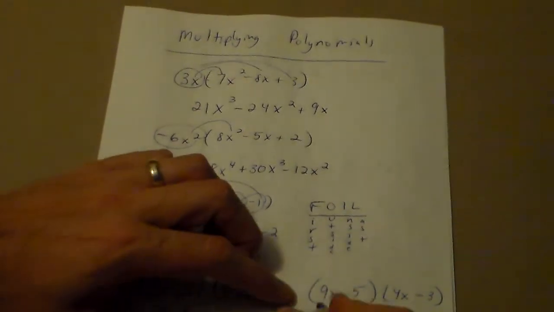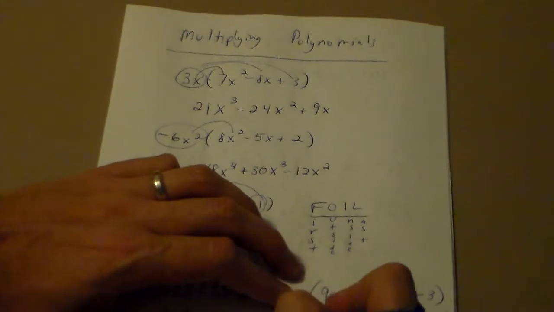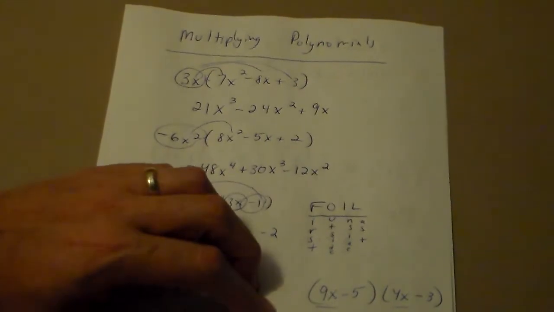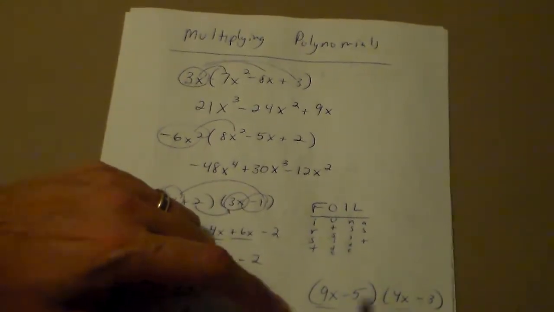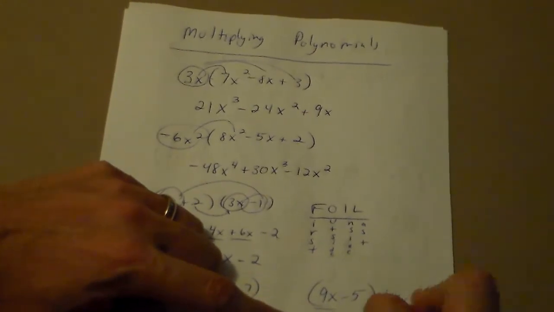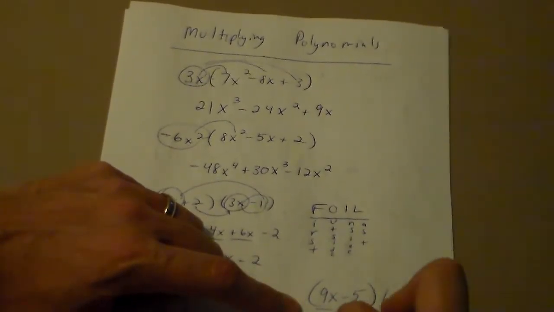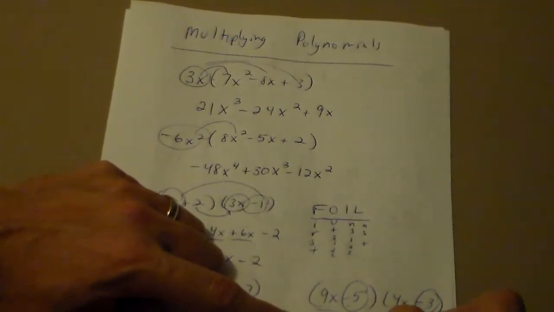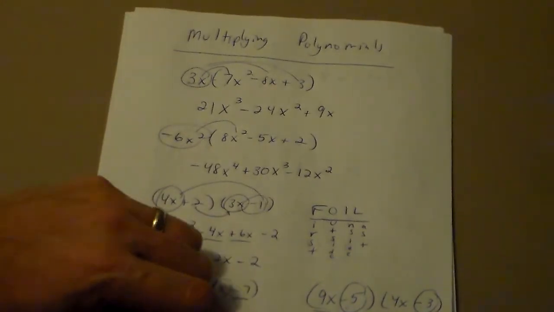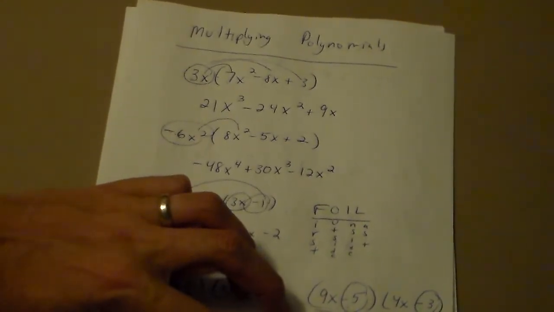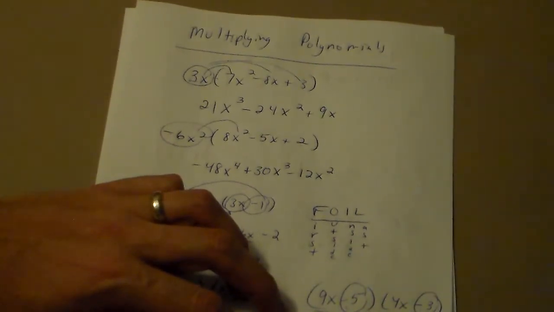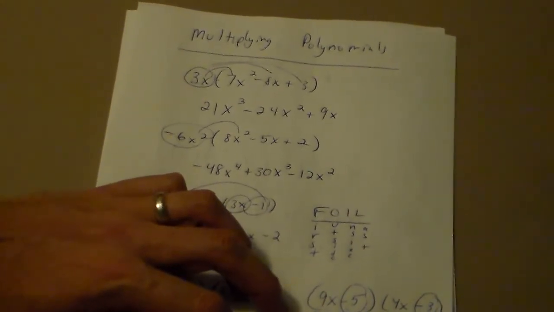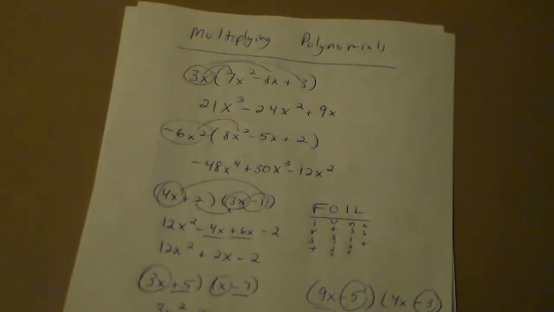Okay, let's take a look. So 9x times 4x, 9 times 4 is 36. X times x is going to be x squared. Multiply your outside terms. Negative 3 times 9x is negative 27x. Negative 5 times 4x is negative 20x. And negative 5 times negative 3 is a positive 15. Let's add up our like terms. 36x squared. Negative 27x minus 20x is negative 47x, and then it's plus 15. Okay, so that's the FOIL method.